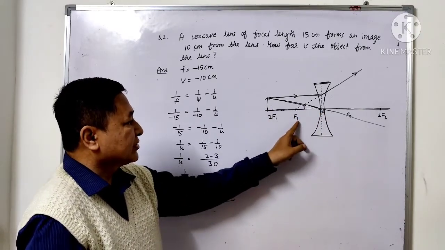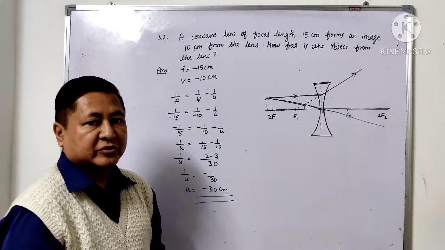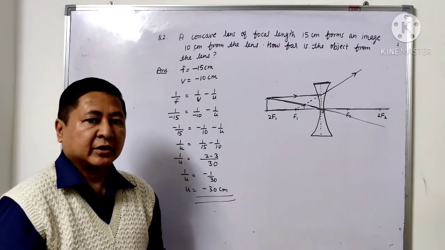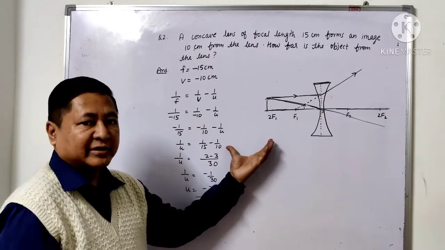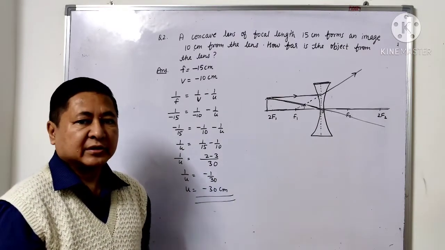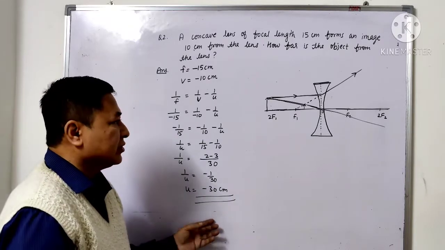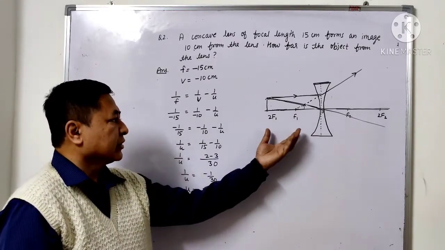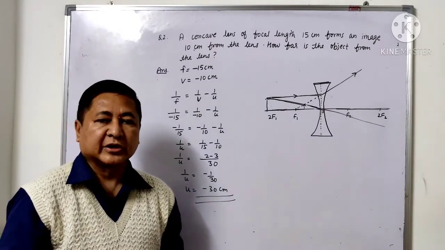And this is the principal focus. This is all negative. So u, v and f are negative in the concave lens according to the new Cartesian sign convention for spherical lenses. So the object should be placed at 30 centimeter on the left side of the concave lens.